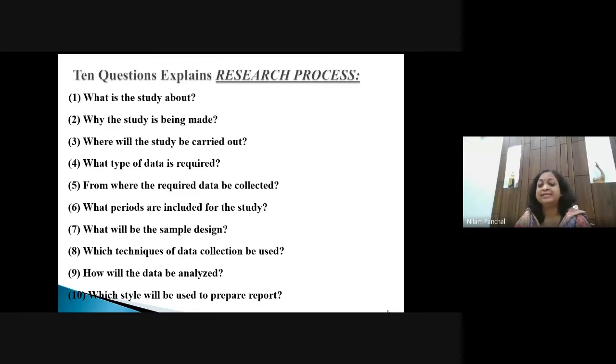Where exactly would you carry it out? Would you go through the secondary data, or would you go for the primary data? So, what type of data would you require? Next would be, from where the required data would be collected, from where exactly, right? So we need to be very specific about the research process, right?